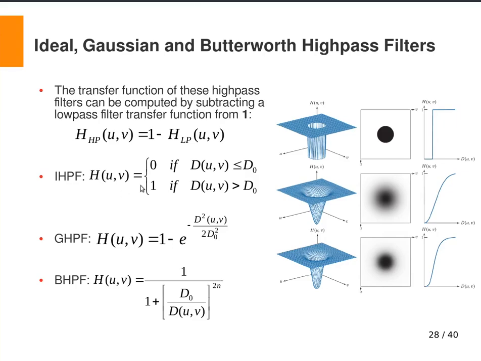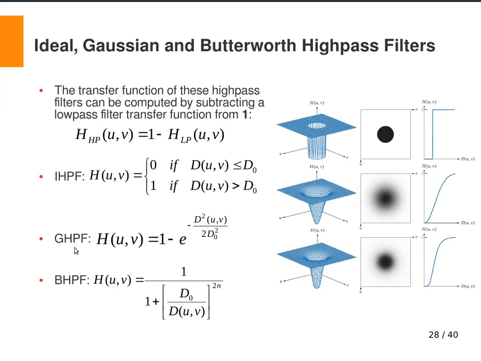For the ideal high pass filter, if the distance is below D0, the value of the filter is going to be 0, and if it's outside that, the value of the filter is going to be 1. Here you see a perspective view of the high pass filter. Here you see a top view and also a side profile of the filter. As you can see, at location D0, any frequency whose distance is less than D0 is going to be attenuated completely, but any frequency whose distance is greater than D0 is not going to be attenuated at all.